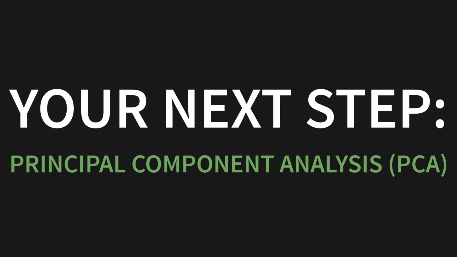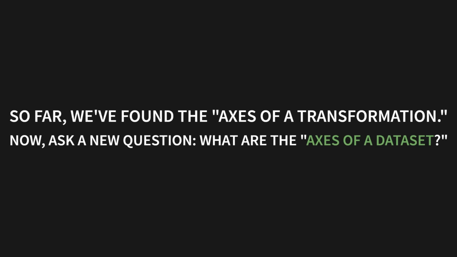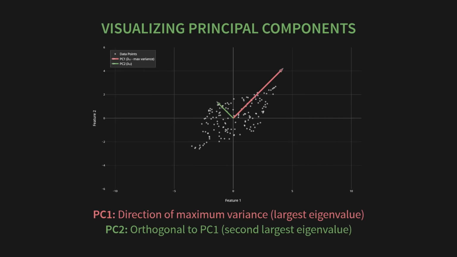So what is your next step? It's a technique called Principal Component Analysis, PCA. Think about it like this. So far, we've found the axes of a transformation. Now I want you to ask a new, more powerful question: what are the axes of a dataset? If you look at this visualization, you can see a cloud of data points. PCA is the technique that finds the most important directions within that data. PC1, the first principal component, shows you the direction of maximum variance. This corresponds to the largest eigenvalue. Then PC2 is orthogonal to the first one, and it's the direction with the second largest eigenvalue.